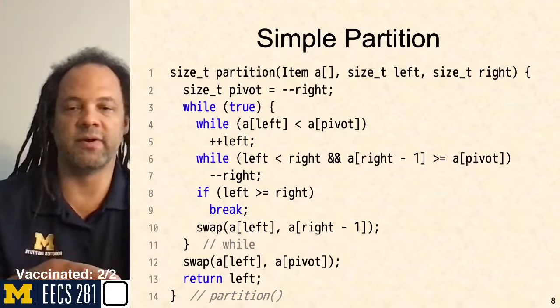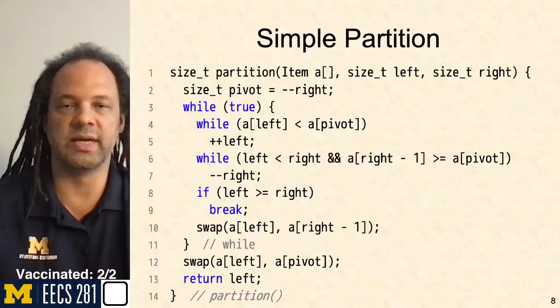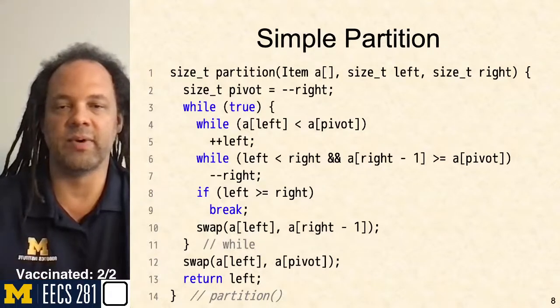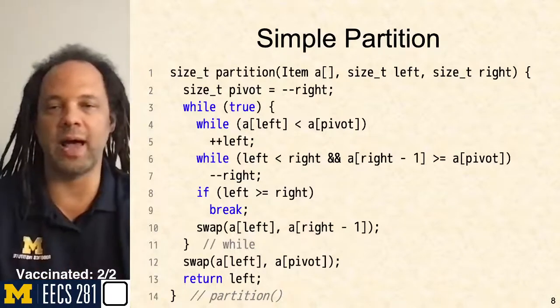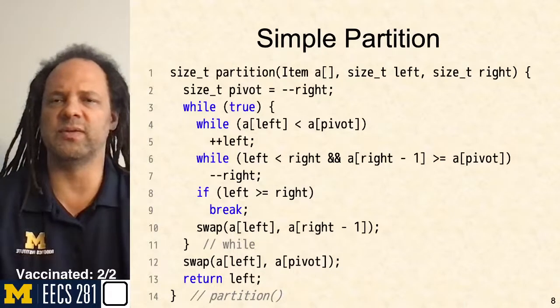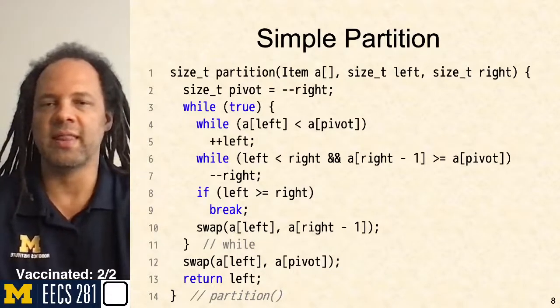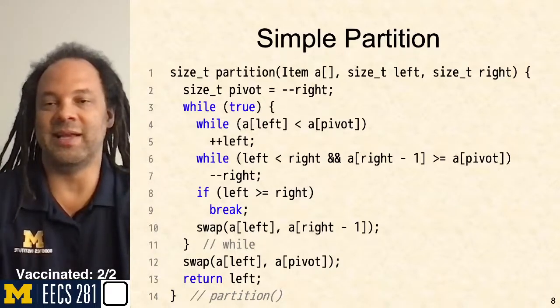Line 12 and 13, that's a swap and a return, we can ignore that. Line 2 is just a declaration and an arithmetic operation. So all of the work happens inside this while loop from lines 3 to 11. But the first while loop is a while true, so that one is not one that we've worked on analyzing so far. It's an infinite loop.